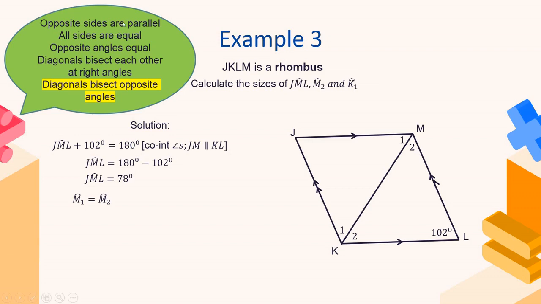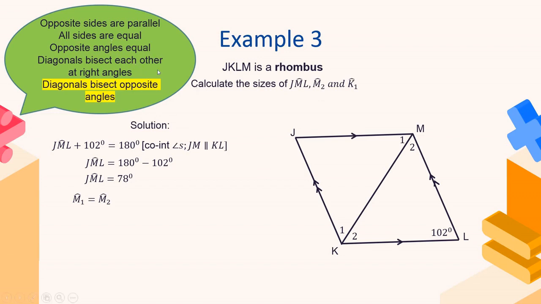So there we have it, all the properties of a rhombus. Opposite sides are parallel, we just discussed that. All sides are equal, very important one. JK is equal to KL, which is equal to LM, which is equal to MJ. And the opposite angles are equal. Diagonals bisect each other at right angles.